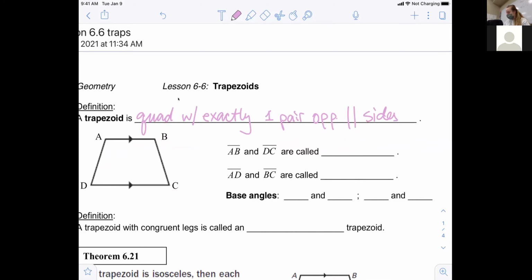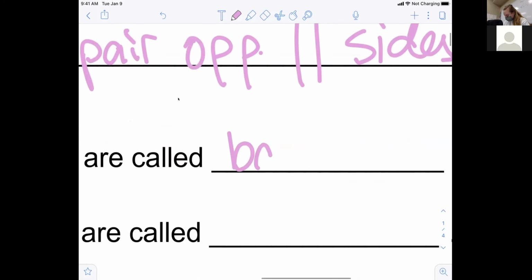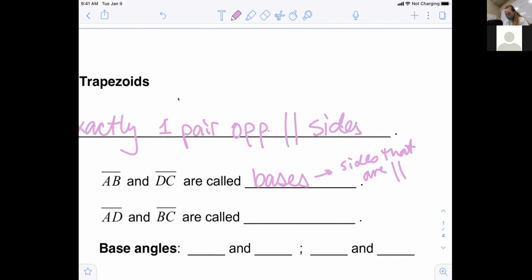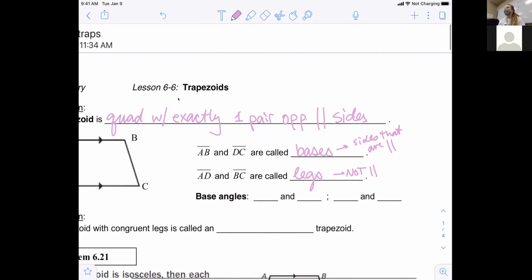So AB and DC are what we call the bases. And the bases are the sides that are parallel. On the contrary, AD and BC are called legs, and those are the sides that are not parallel. Legs, and they're the ones that are not parallel. Cool. Pretty easy so far.